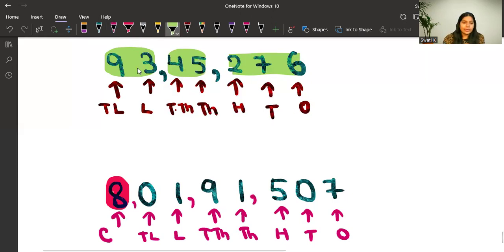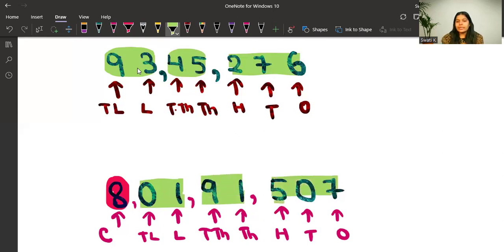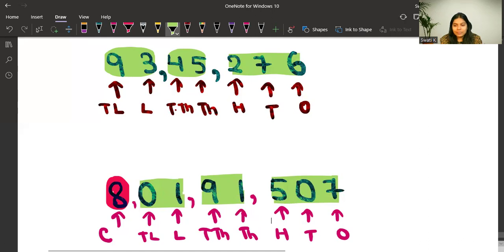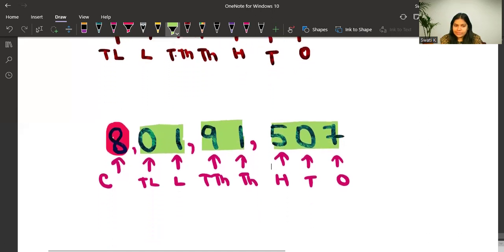91,000. I hope you are understanding. 8 crore and then 1 lakh, because 01 is 1 only, right? So 8 crore, 1 lakh, 91,507. That's how we did it. Again, I'm just reminding you, this is the Indian place value system we are learning. So that's how we read it.